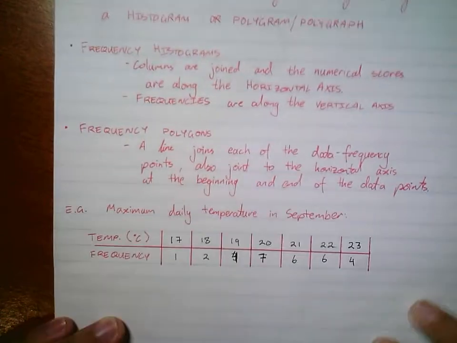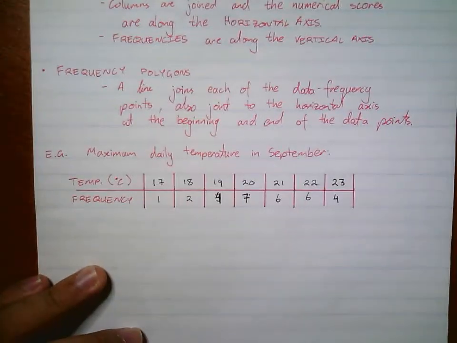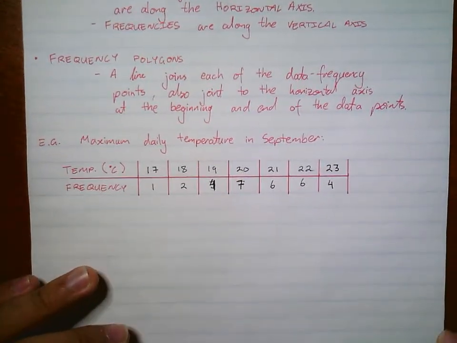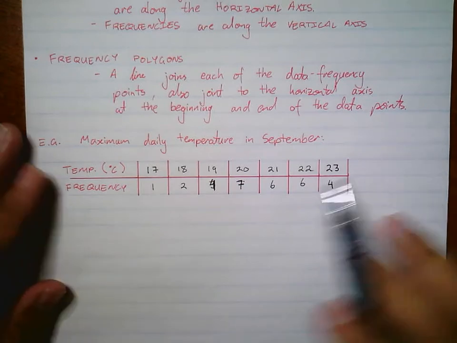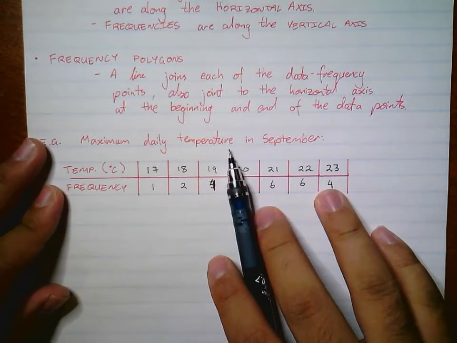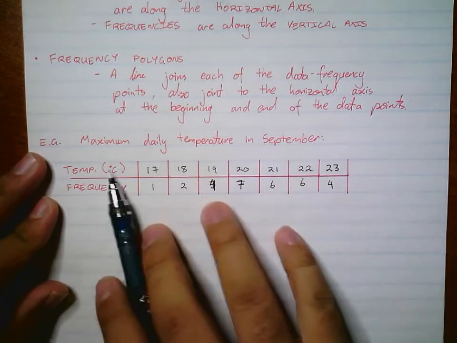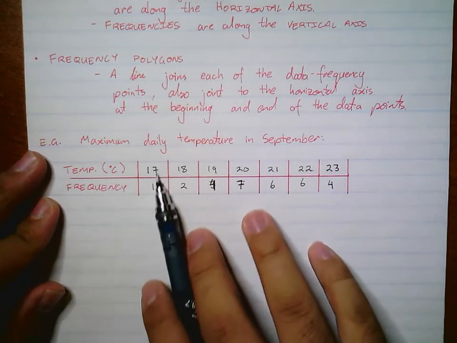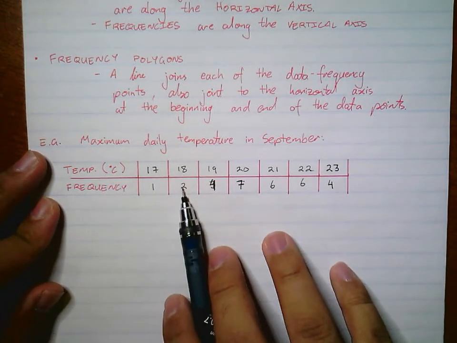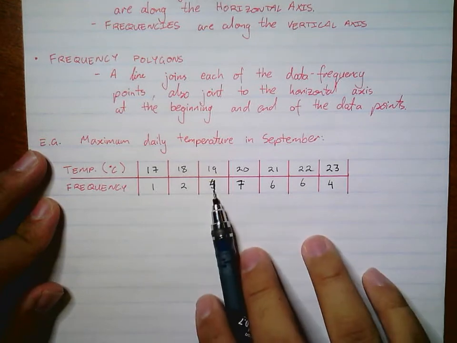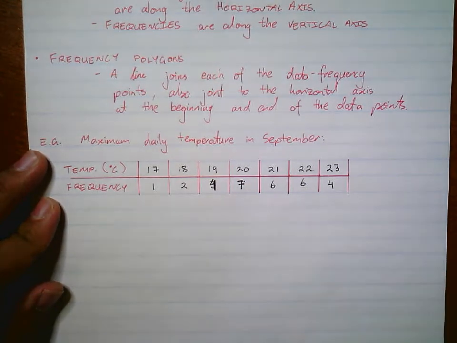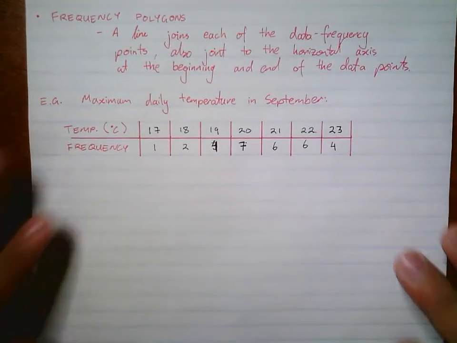Okay, so let's just do an example of this here. So here we have a data set. This is the maximum daily temperature in September. So on one day there was 17 degrees. On 2 days there was 18 degrees. On 4 days there was 19, and so on. So let's draw this graph.